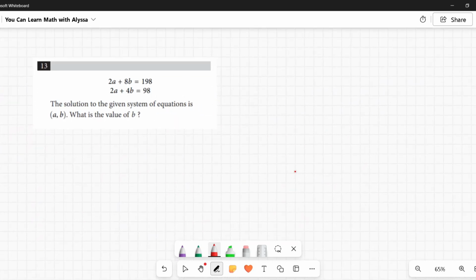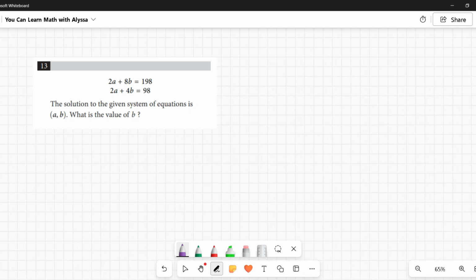Number 13. 2a plus 8b equals 198. 2a plus 4b equals 98. The solution to the given system of equations is (a, b). What is the value of b? You absolutely can do this through graphing if you'd prefer.